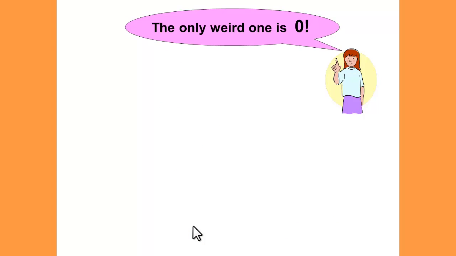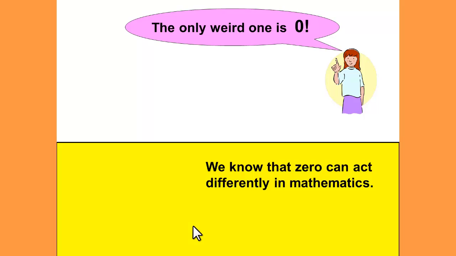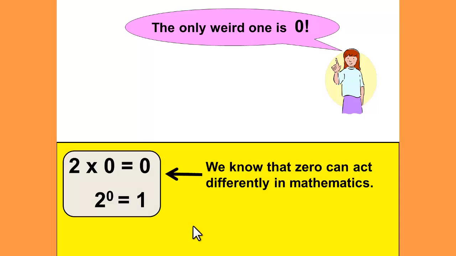The only weird one is 0. We know that 0 can act differently in mathematics. When we multiply by 0, we get 0. And 2 to the 0 is actually 1. 0 factorial is defined that way as well. It's defined to be equal to 1 as well.